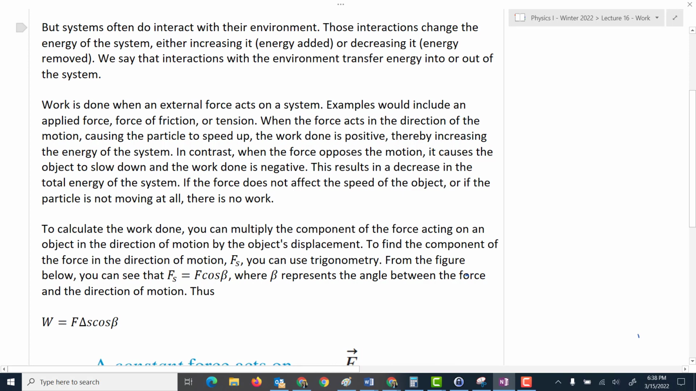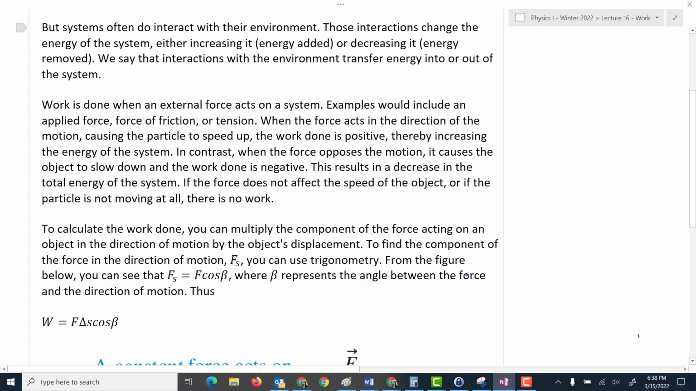Okay, so for example, if we apply a force on an object, or if there's friction, if there's tension, these are all cases where external forces act on a system, causing work to be done on the system. When the force acts in the direction of the motion, it causes the particle to speed up or accelerate. Then we say the work done is positive. So it increases the energy of the system. So we're adding energy to the system.